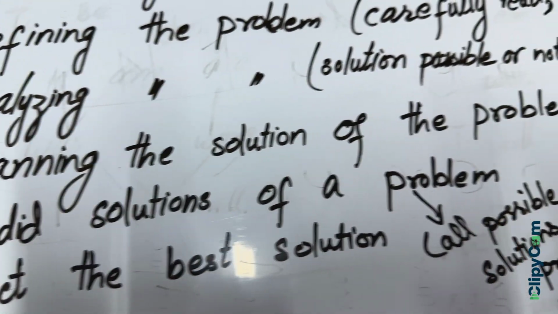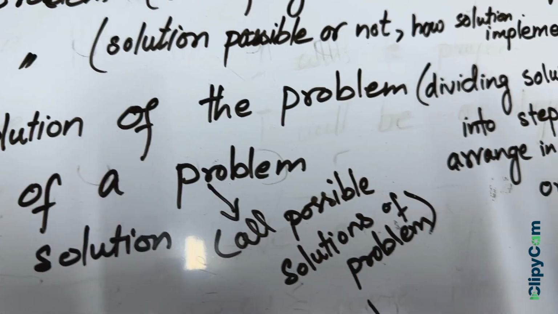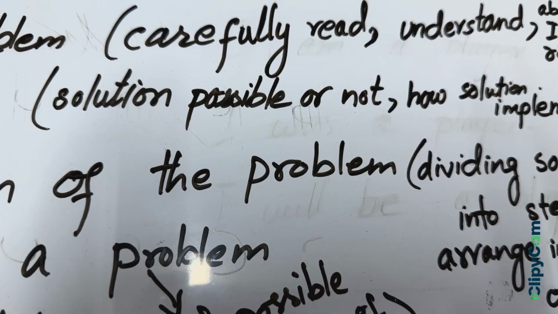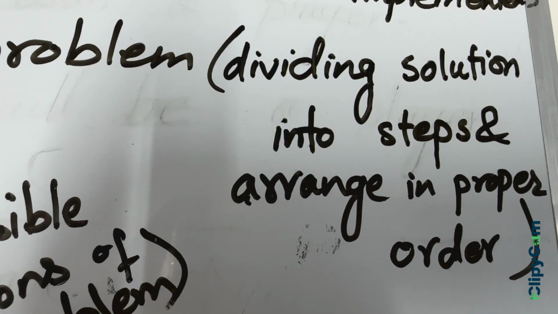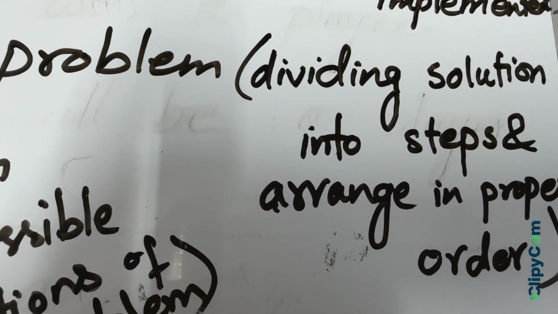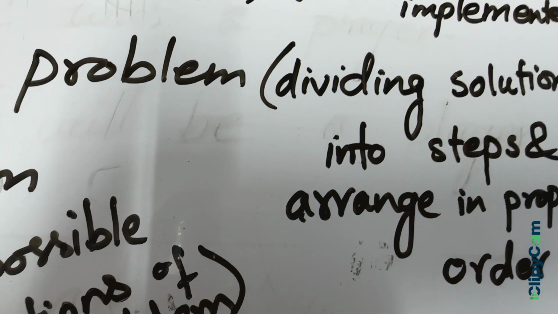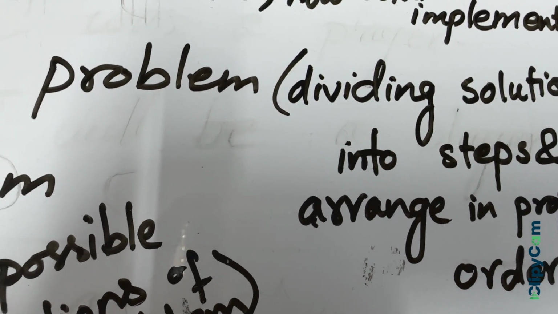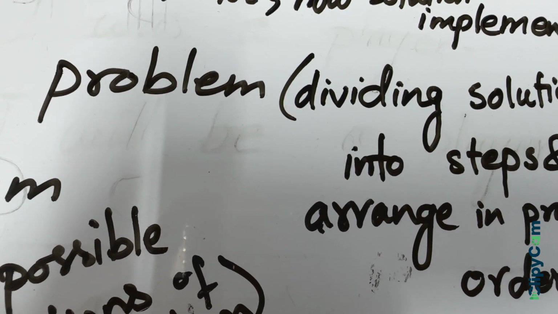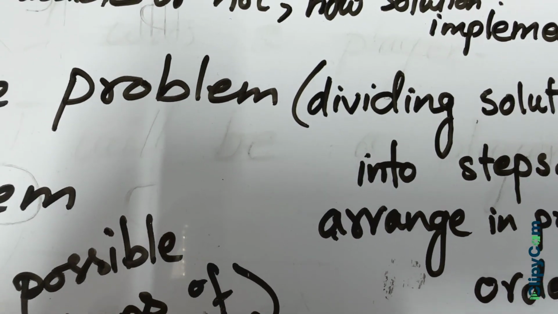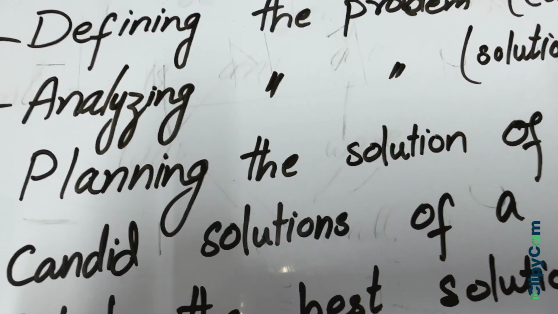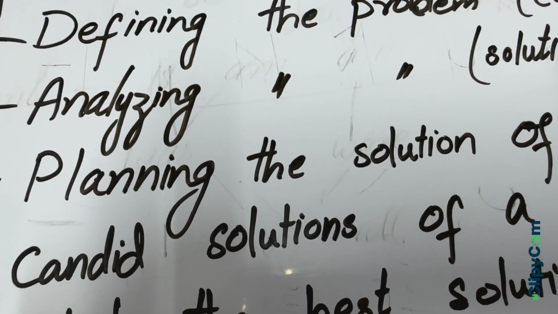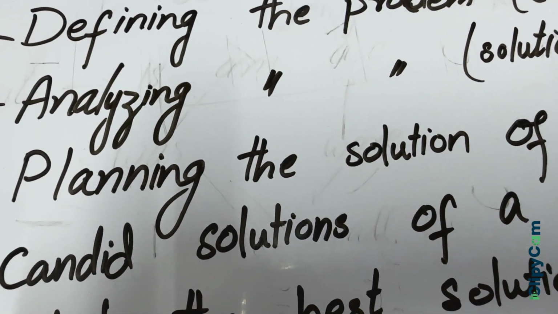Next step is planning the solution of the problem, right? It is the creative stage of problem solving. In planning the solution, you divide the solution into steps and arrange them in proper order, right? In planning the solution, you think about what the possible solutions are, right?